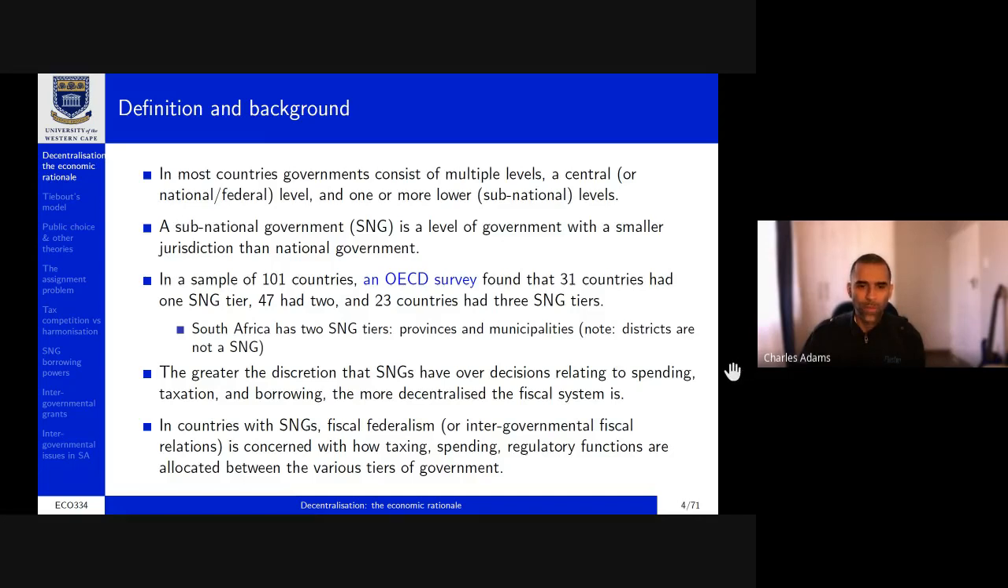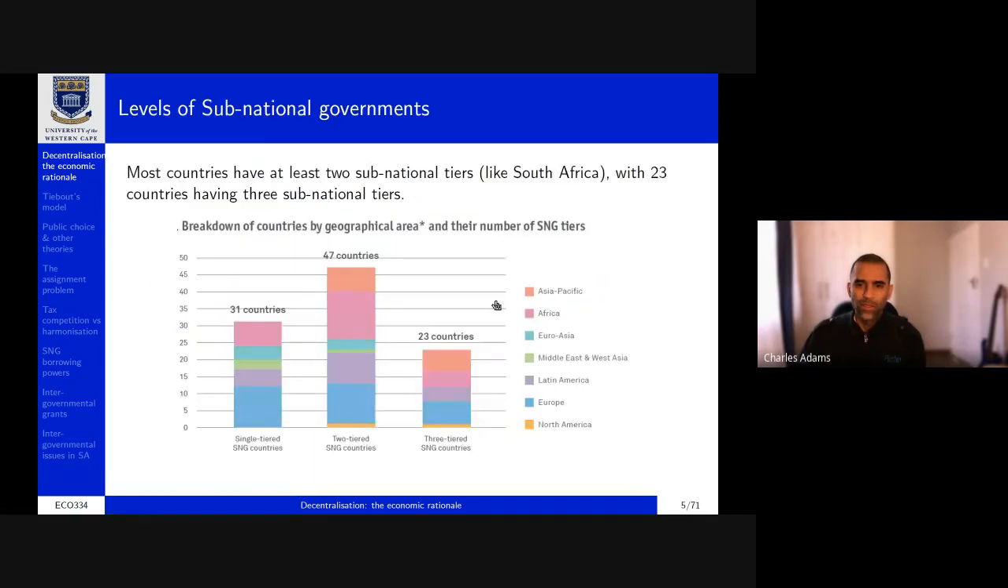And this graph over here just shows you the incidence of subnational governments across 101 countries. So most countries, 47 out of the 101, have 2 tiers of subnational governments, just like South Africa does. And then there are 31 countries that have only a single tier below national, and there are 23 countries that have 3 tiers below national.